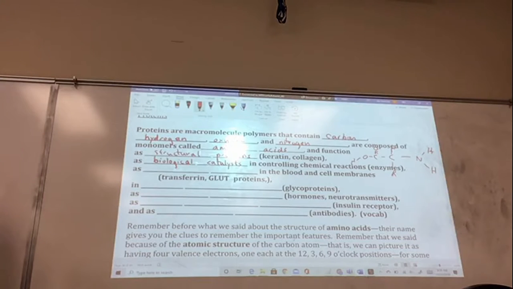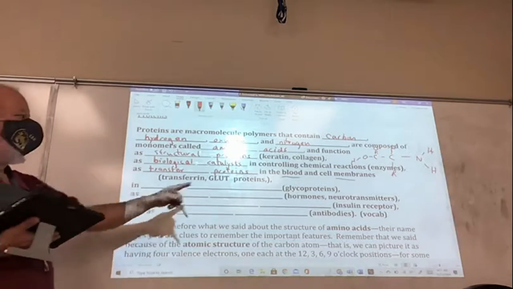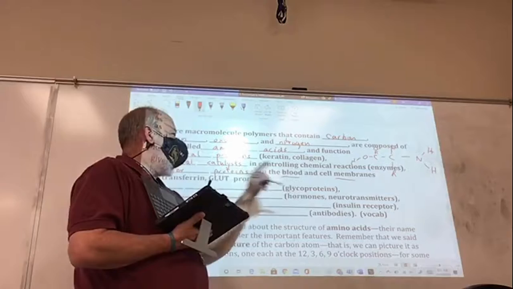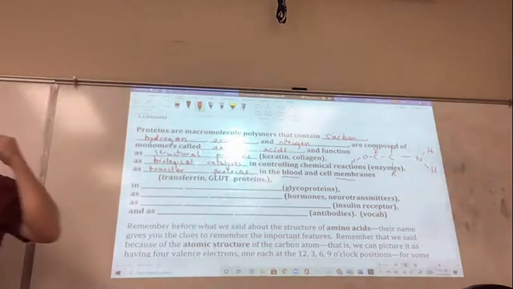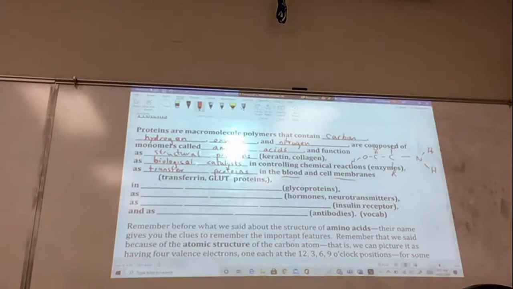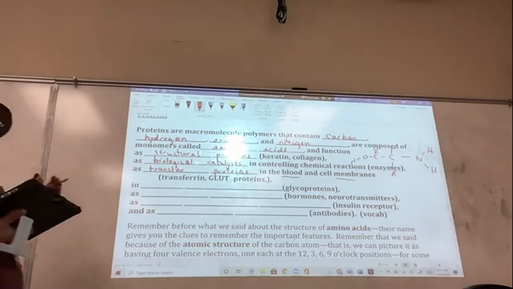In the blood and cell membrane, we have transfer proteins. In the blood and in the cell membranes. Okay, so this is two different things here. I've got transfer proteins in the blood. I'm taking a molecule from one place to another. Another one that I should have put in there was hemoglobin. Hemoglobin carries oxygen from one place to the other. You would agree that that function is transferring something from one place to the other.